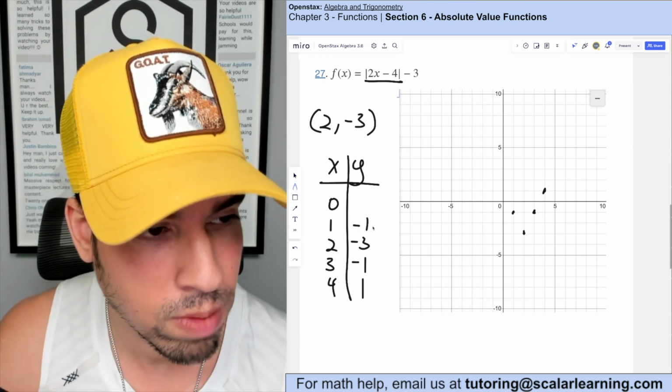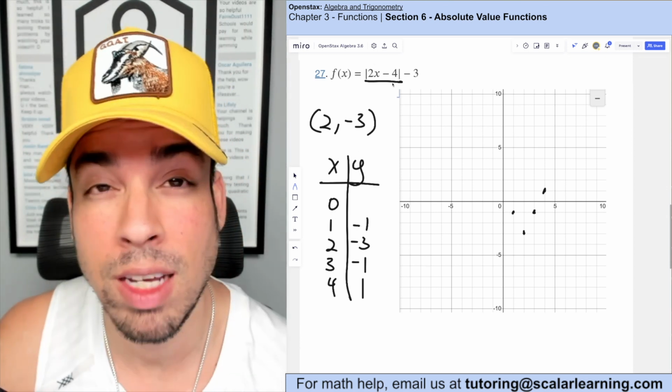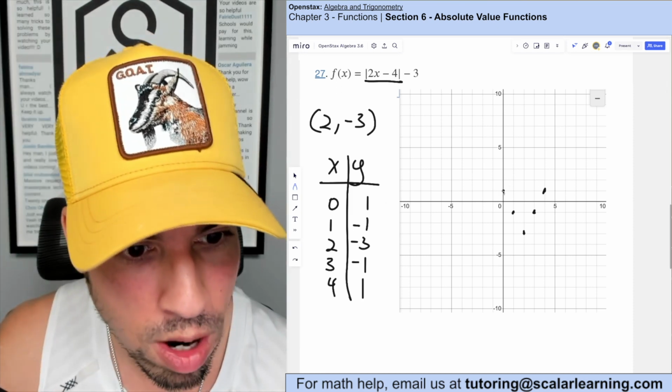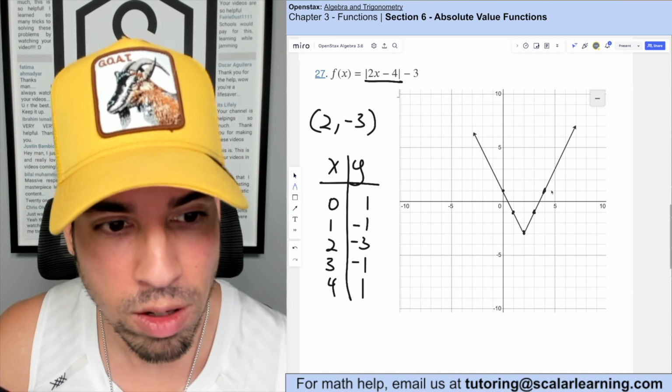So there's our negative 1. And plug in 0, we get 0 minus 4 is negative 4. Absolute value of that is positive 4, minus 3 is positive 1. And there's our y-intercept. And now connecting the dots, we get our final graph.